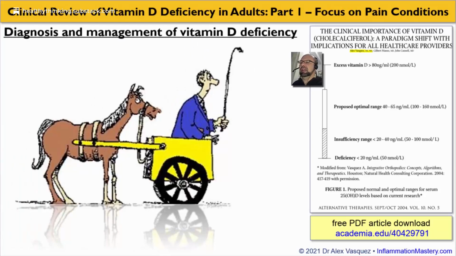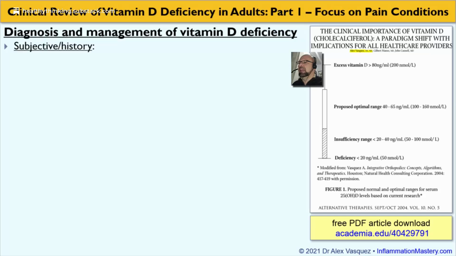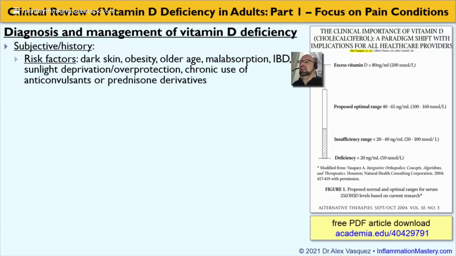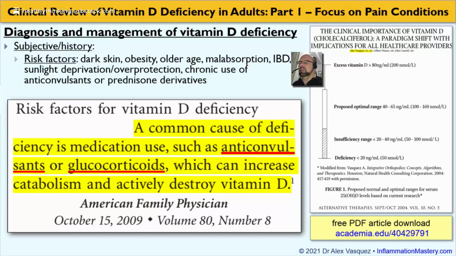So the main summary is going to be presented on this slide. We're going to look at this slide right now, and then we'll look at it again toward the end of the presentation. But what I want to focus on is diagnosis and management of vitamin D deficiency in adults. Subjective or historical components include risk factors such as dark skin, obesity, older age, malabsorption, inflammatory bowel disease, of course because of the inflammation and the malabsorption, sunlight deprivation or overprotection, and chronic use of anticonvulsants or prednisone derivatives, often called steroids or anti-inflammatory steroids.